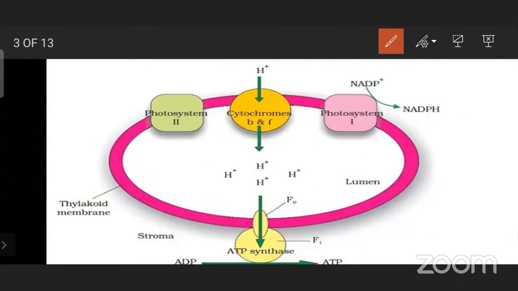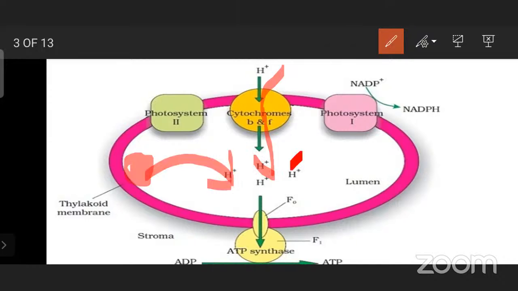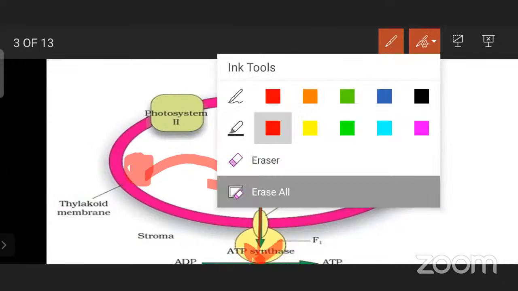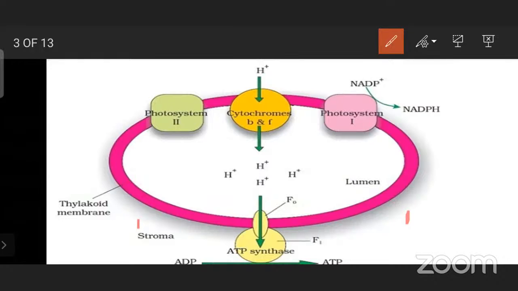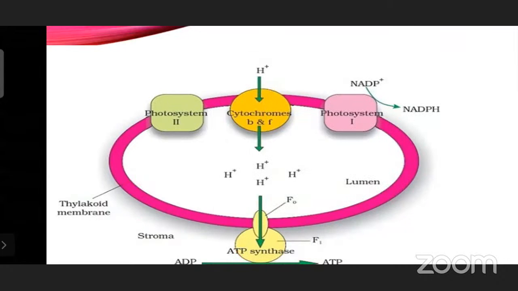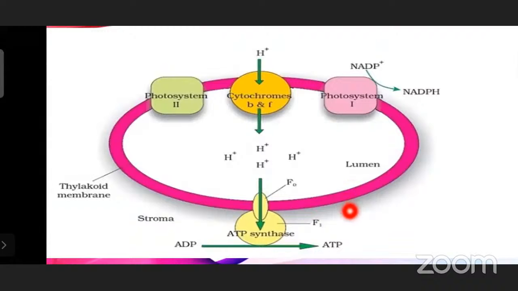You can see with the pictorial representation how the hydrogens are coming from stroma into the cytochrome. From cytochrome, it is entering into the lumen. Not only this, but also water splitting takes place, and those protons will also be present in the lumen. And how these protons are coming out? This coming out is making the photophosphorylation take place. You can see how ATP is getting synthesized.